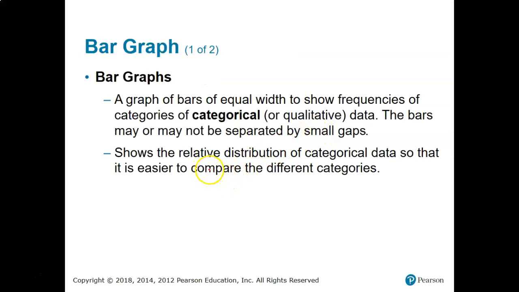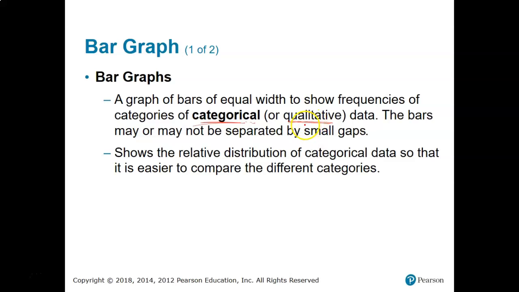So bar graphs, we've mentioned bar graphs a little bit already. They look a lot like a histogram, except they use categorical or qualitative data. So the data is not numeric, it's going to be qualitative. It can be numbers, but generally it's numbers when they are not quantitative in nature.